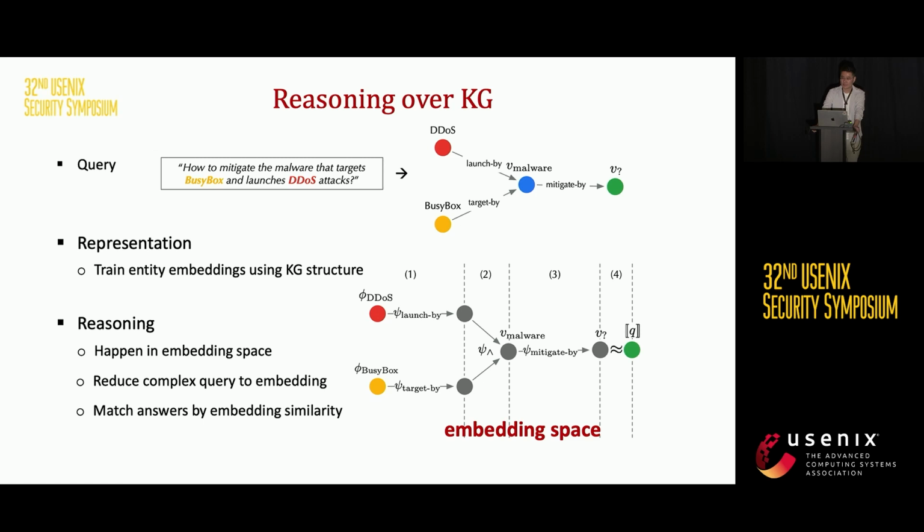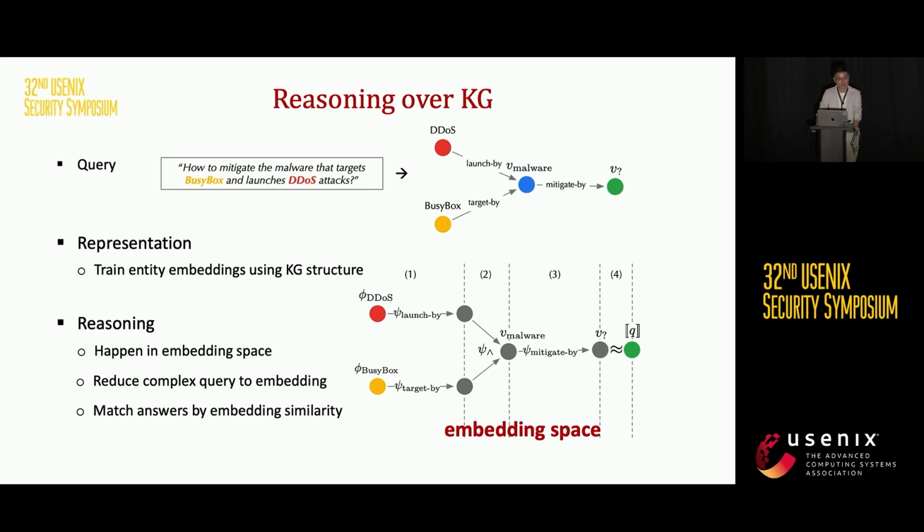To use a knowledge graph with AI, people typically rely on the reasoning mechanism. Besides the knowledge graph, reasoning has three more components. The first one is query. A query could be in any raw format, like natural language, and the reasoning system will transform it into a logical graph. And then the representation.